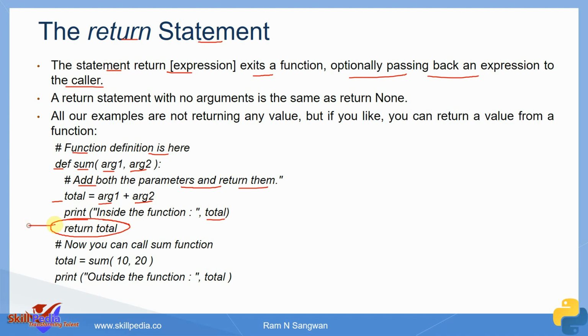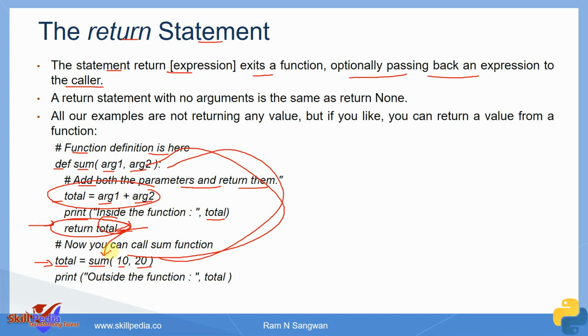When you are returning back, the advantage is you can assign this function call to another variable like this. Total equals sum of 10 and 20. So what is happening here? This 10 is going to argument 1, 20 is going to argument 2, and this is being calculated here, and this value is returned. So this total is coming here after the calculation is done. So this is the local variable, this is the global variable. Whatever value is inside this total will be assigned to this total. Now outside the function you will get the value 30.